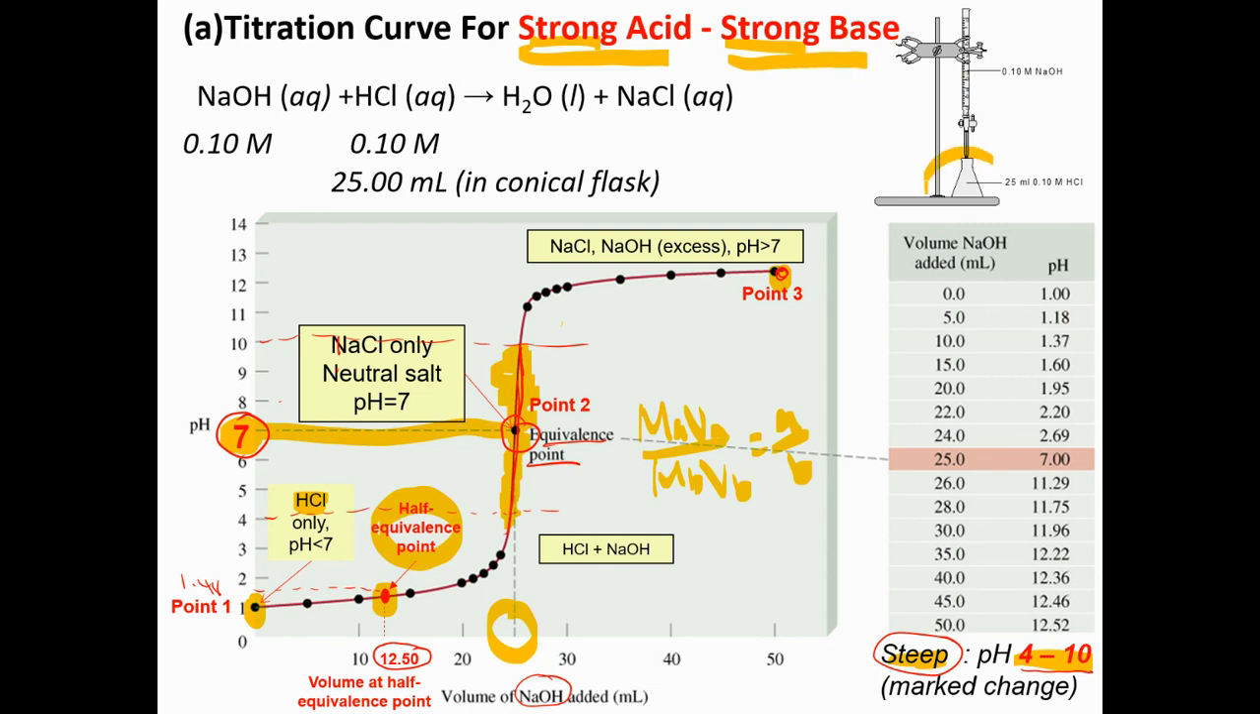And remember, you must know what is inside the conical flask, or what the analyte is, because the pH when no titrant is added depends on what is in the conical flask. Okay, so that's all for the titration curve for strong acid and strong base.